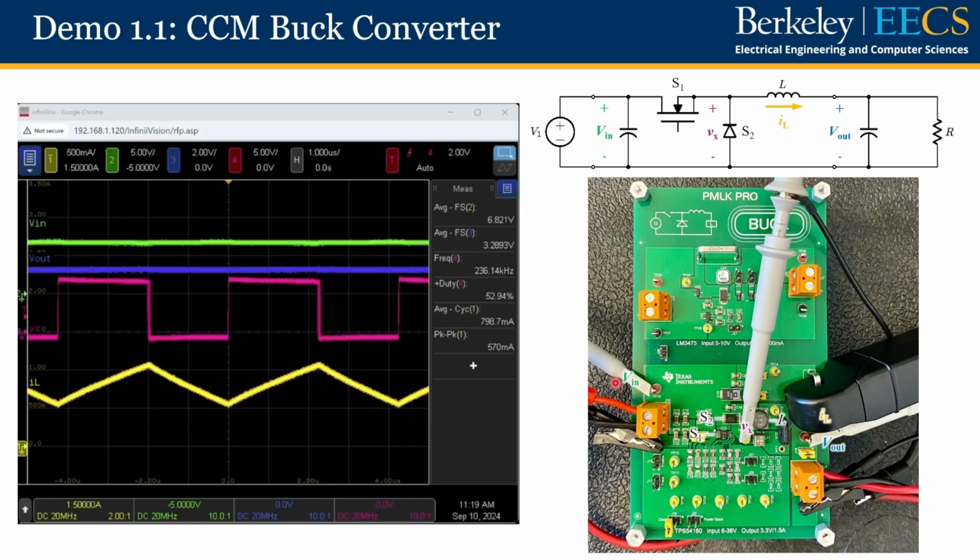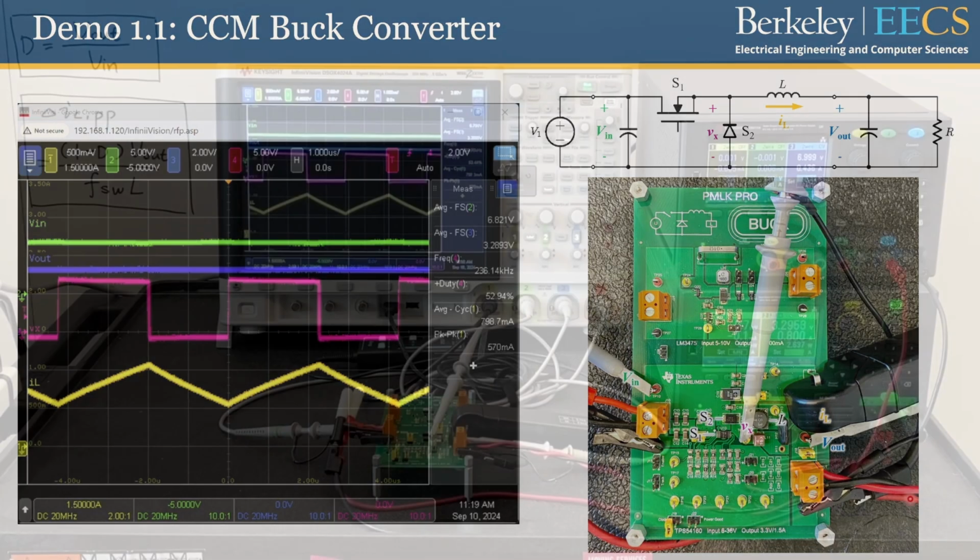We have one passive voltage probe measuring the input voltage over here, one probe measuring the output voltage, and another probe measuring the switch node voltage. In addition, we have a current probe measuring the current flowing through the inductor. Now, let's take a look at some measured waveforms.